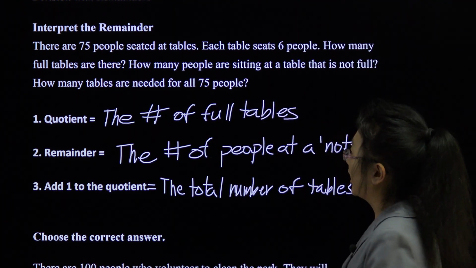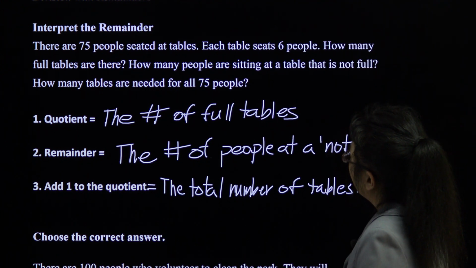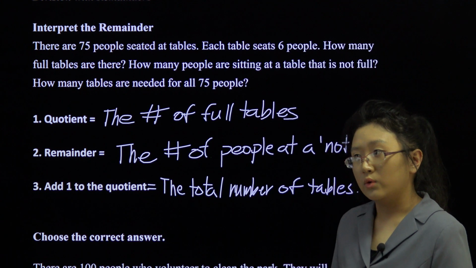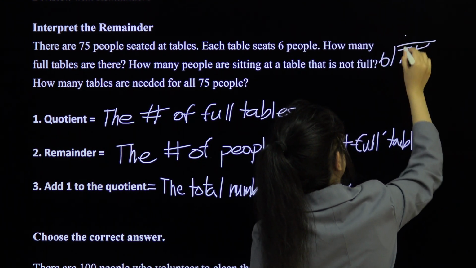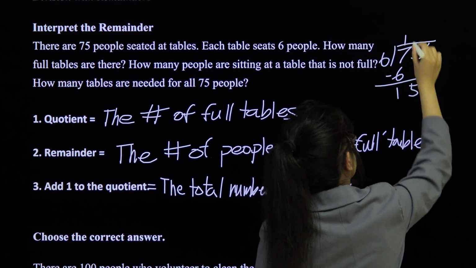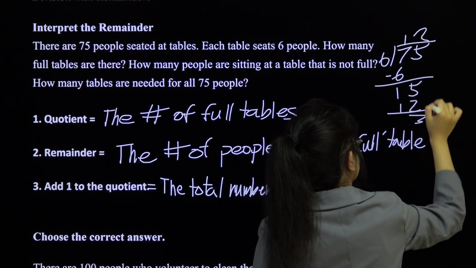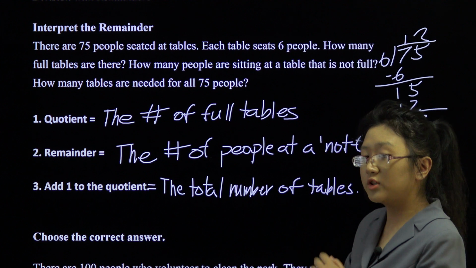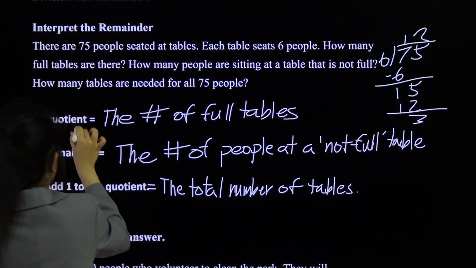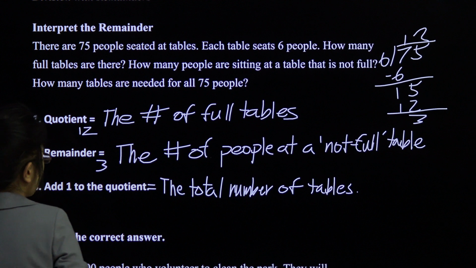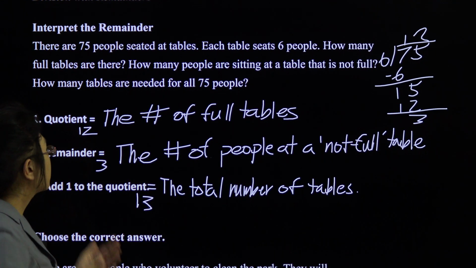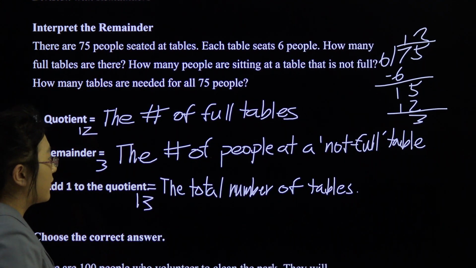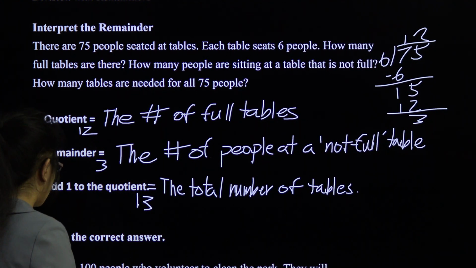What would that be in this situation? 75 divided by 6 is equal to 12 remainder 3. So the quotient is 12. The remainder is 3. And if we add 1 to the quotient, then it'd be 13. So there's 12 full tables, 3 people at a not full table, and 13 tables in all.